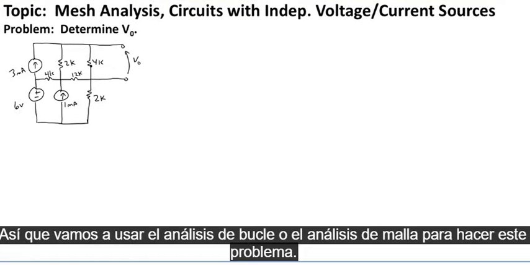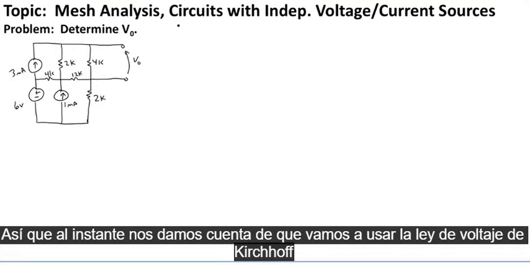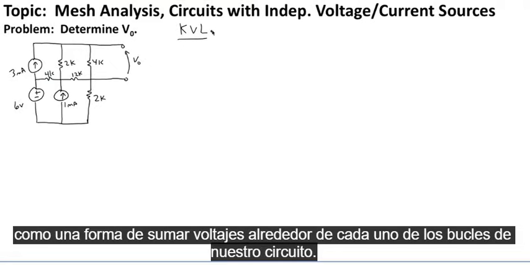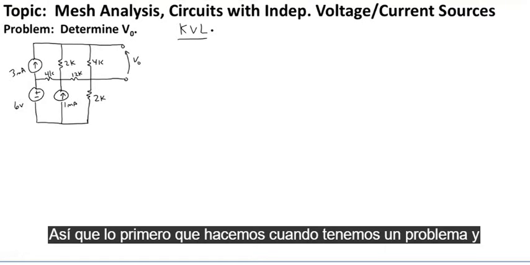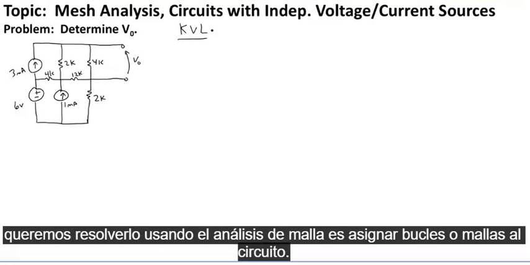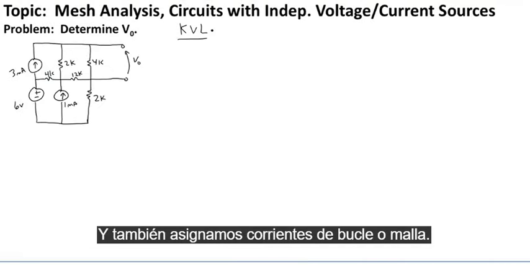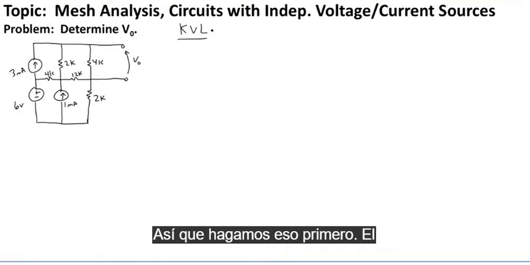So we're going to use loop analysis or mesh analysis to do this problem. So we instantly realize that we're going to be using Kirchhoff's voltage law as a way of summing voltages around each of the loops in our circuit. So the first thing we do when we have a problem and we want to solve it using mesh analysis is we assign loops or meshes to the circuit. And we also assign loop or mesh currents as well. So let's do that first.